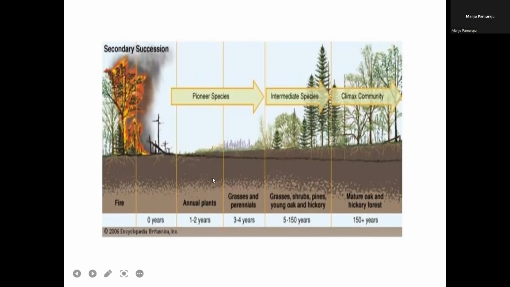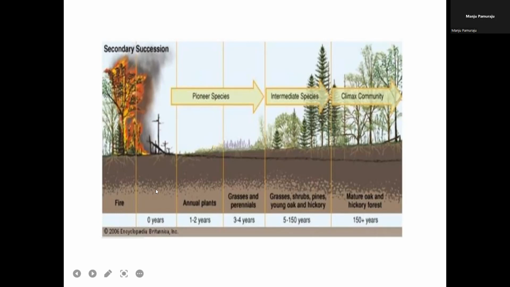Annual plants will be dominant. The growth of these annual plants takes place, and after some time their death and decay add humus to the soil. Due to this, the soil is now capable of supporting grasses and perennials. After some years, the same area is occupied by grasses, shrubs, pines and oak trees. So the same area is occupied by different communities: first annual plants, then grasses and perennial plants, then shrubs and pines.